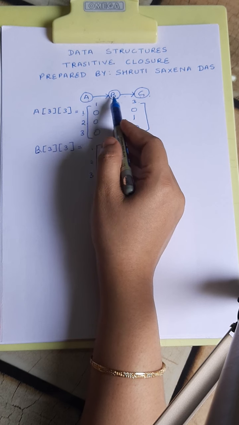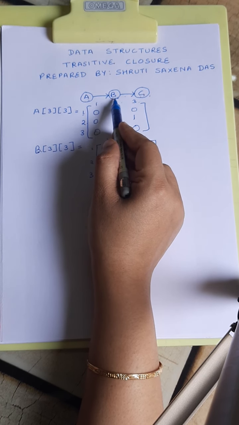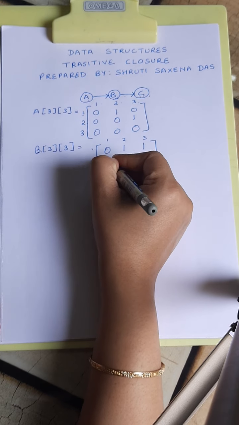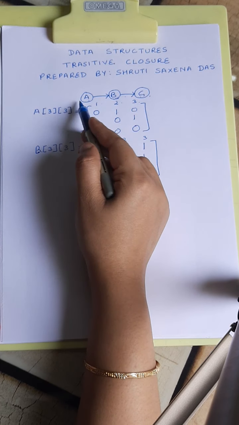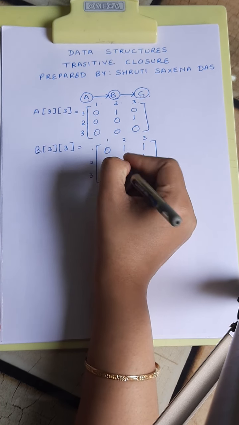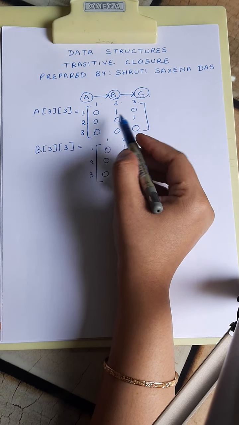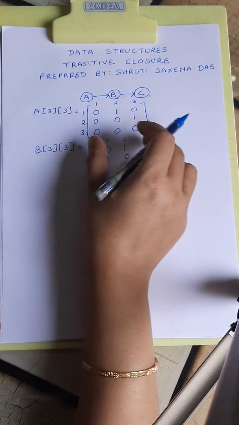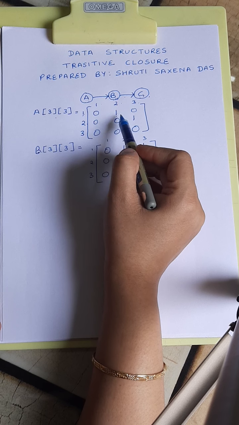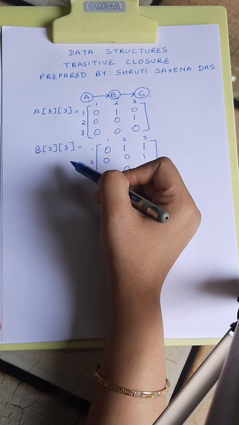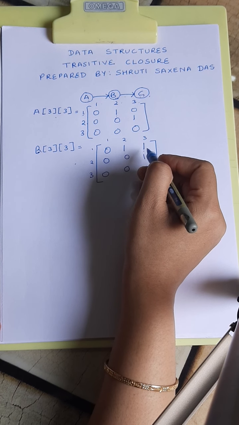From 2 to 1, there is no path because this is a directed graph and we do not have any opposite edge, so this will remain 0. This is 1. 3 to 1, again there is no opposite edge, so this will remain 0. 3 to 2, again no opposite edge, so this will remain 0. So here matrix B is modified from A. A was the adjacency matrix, containing 1 only if a direct edge was available, but in the reachability matrix you have to give the value 1 if a path exists.